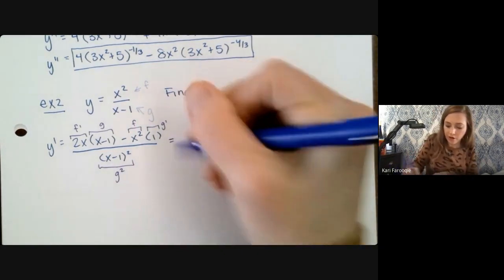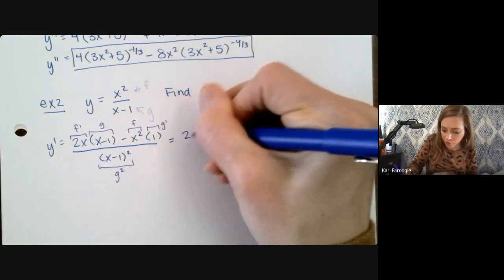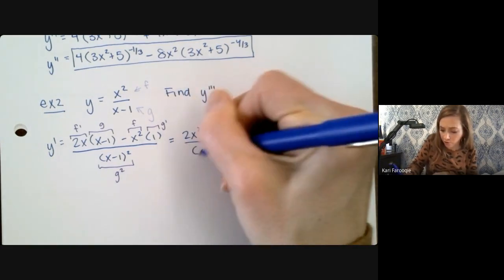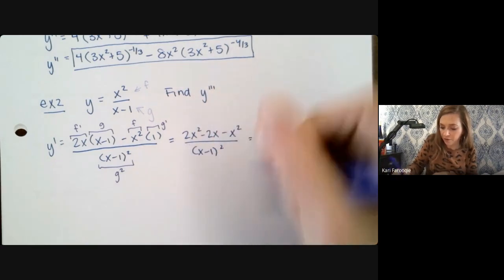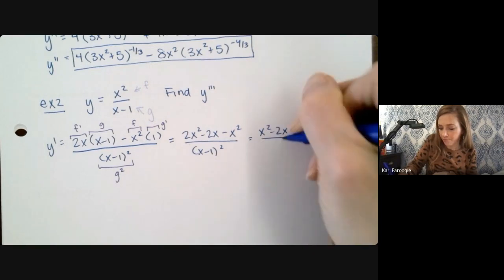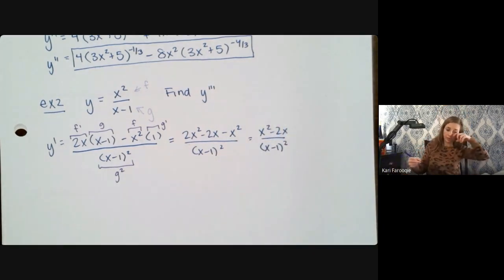Okay, so we'll simplify. I'm going to distribute. So I'll have 2x squared minus 2x minus x squared. 2x squared minus x squared is just x squared. So we'll have x squared minus 2x over x minus 1 quantity squared.